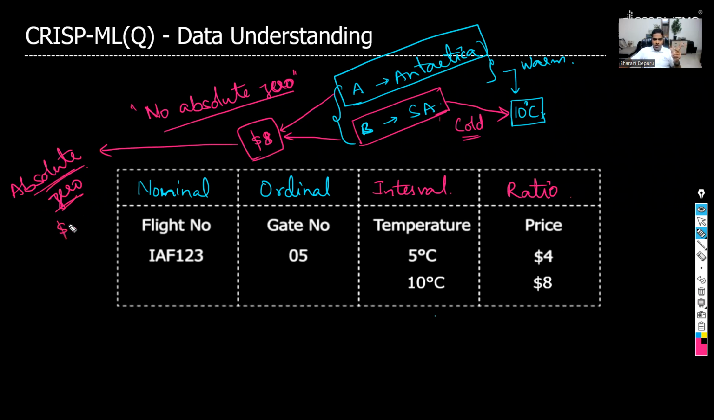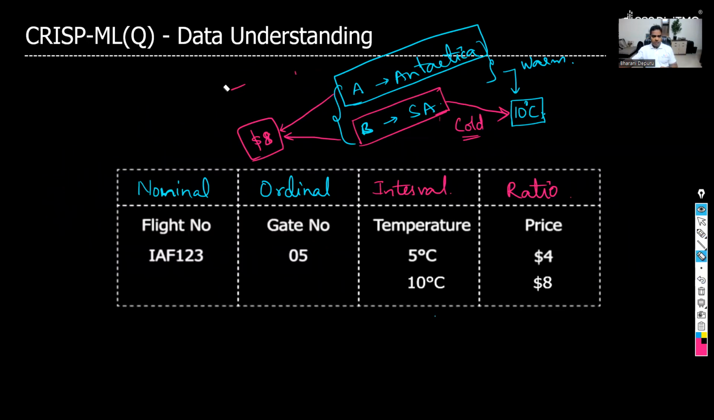If I say I have $0, that means I don't have any money with me. But when I say 0 degrees Celsius, does that mean there is no temperature? No, that means the temperature is very cold out there. That is what 0 degrees Celsius means. But $0 does not mean that. $0 means that you don't have any money. It is subjective.